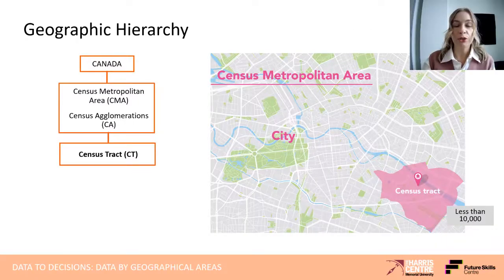Next, we move into census tracts, which are small geographic areas with a population of less than 10,000 people, and they are located within CMAs and CAs. Census tracts are where you start to get into sub-municipal data, and in particular, you can find a good amount of income data at this level, specifically low-income data and data on family characteristics.